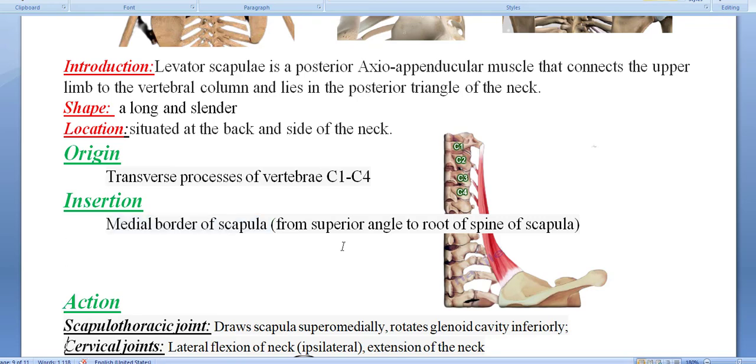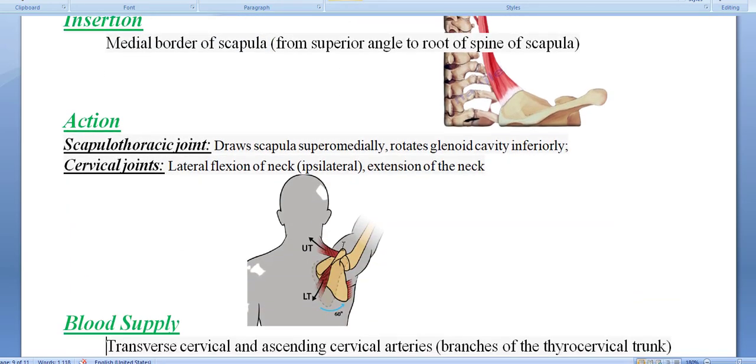What are the actions of this muscle? The levator scapulae performs actions in two different regions, the scapulothoracic joint and the cervical joints. At the scapulothoracic joint, it draws the scapula superomedially and rotates the glenoid cavity inferiorly. And at the cervical joint, it causes lateral flexion of the neck, the ipsilateral extension of the neck. So lateral flexion and extension of the neck are the actions.